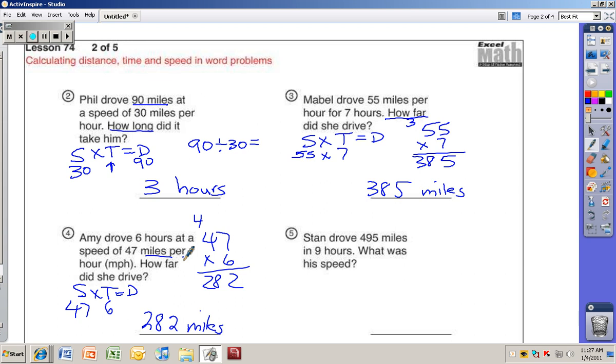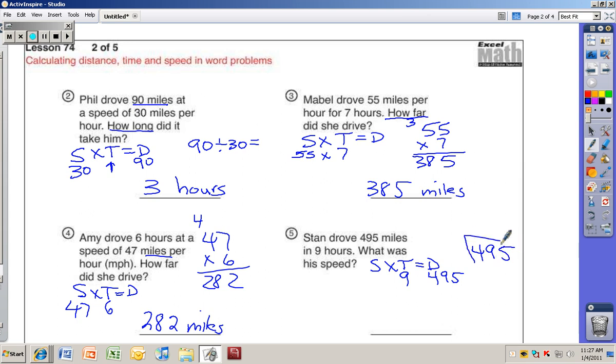And Stan drove 495 miles in 9 hours. What was his speed? What's the first thing I write? Stinky Tim died. Beautiful. And 495 miles, what's that? Distance, good. 9 hours, what's that? Time. Okay, how am I going to figure out the speed? You divide. Divide, good.